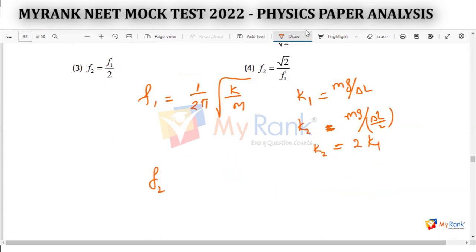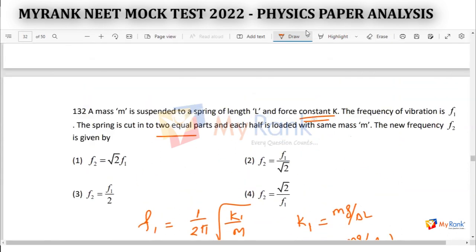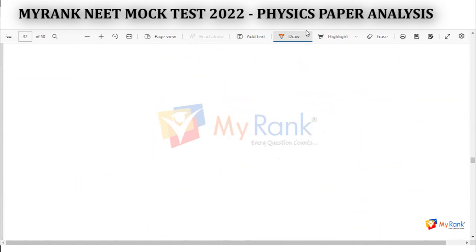So therefore now if I write for F2, 1 by 2 pi root over K2 by M. So that is nothing but, K2 is nothing but 2 K1 now. From this, what can I say? K is under the root, so root 2 into F1. So this is the correct option, students. Root 2 F1 is the correct option. It's also again formula based.